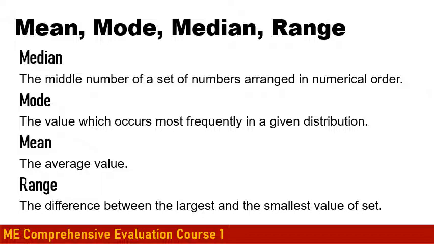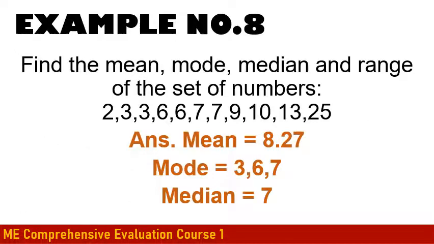Mode, on the other hand, is the value which occurs most frequently in a given distribution. Mean is the average value. Range is the difference between the largest and the smallest value of a set. Let us have an example.